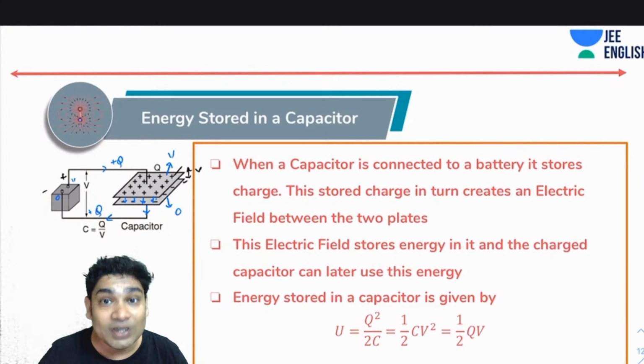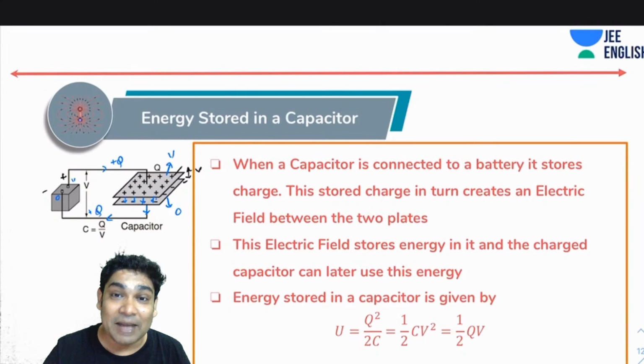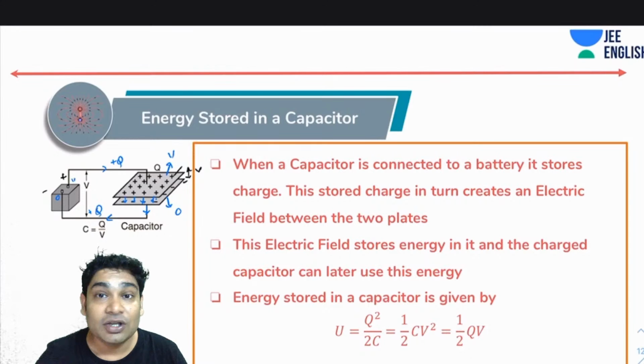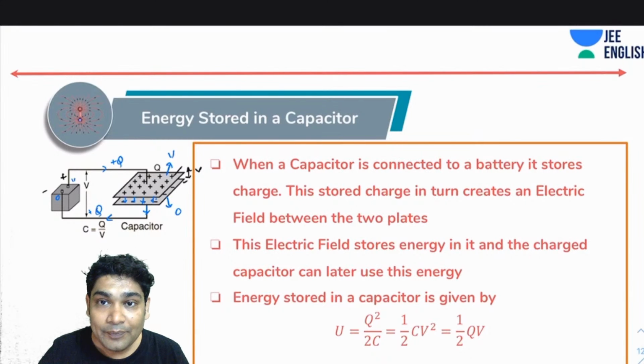Whenever somebody asks you what is the charge of the capacitor, you always mention the charge of either of the plates. Please remember that the total charge of the capacitor is always 0. So when I ask you what is the charge on the capacitor, you don't say 0. You mention the magnitude of charge on either of the plates. So you will say in this case Q.